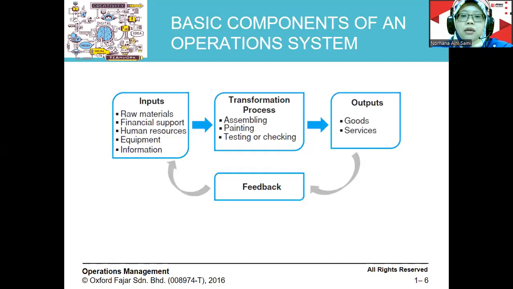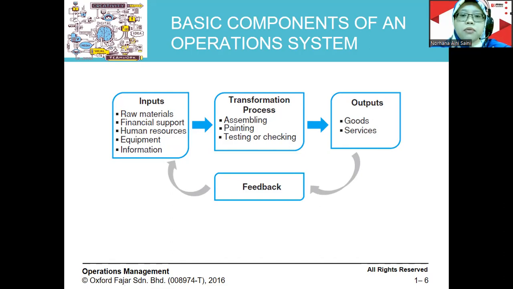When we talk about the definition of operation management, it involves this cycle. Number 1, we must have the input. Input means, for example, raw material, financial support, human resources, equipment, and also information. So the input is what the business has. For example, if you want to produce chocolate, the raw material must include cocoa and sugar or something like that.